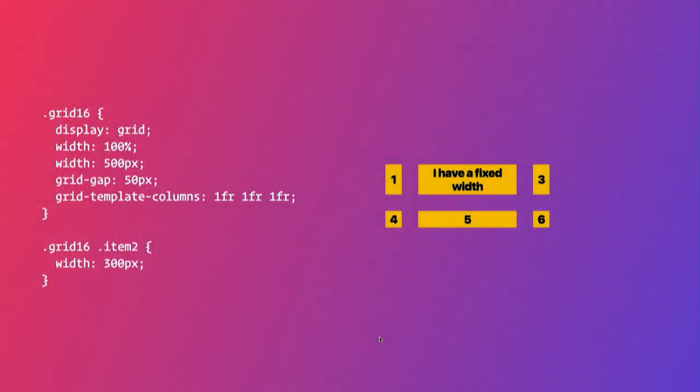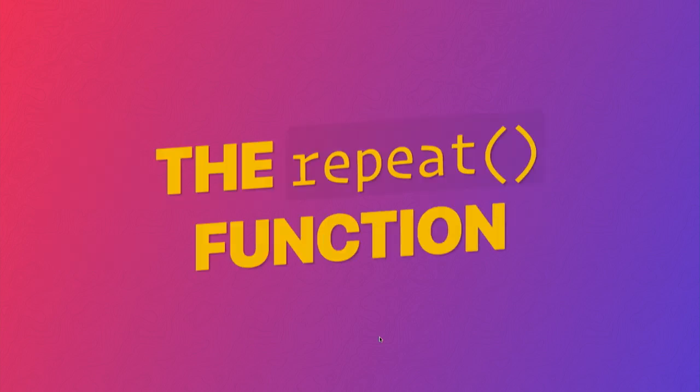Here's a good example. See, I just did 1FR, 1FR, 1FR. You think that would give you 3 equal columns, but it doesn't. Why? Because you got to spend your money first. Because this element is 300 pixels wide, we first give our space to that, and then we give the extra space proportionately to the other ones that need it.